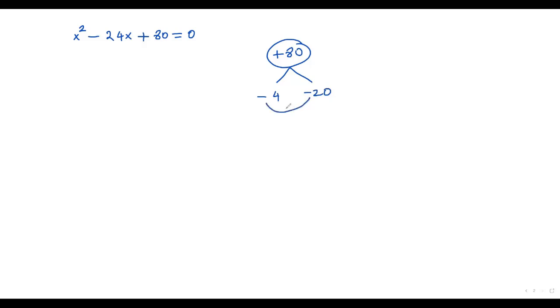I think negative 4 and negative 20 will work, because when I multiply negative 4 and negative 20, negative times negative becomes positive. 4 times 20 is 80, positive 80. When I combine these two, negative 4 and negative 20, I get negative 24. Okay, so I don't have to do further factoring. I can get the two values of x from these two factors.